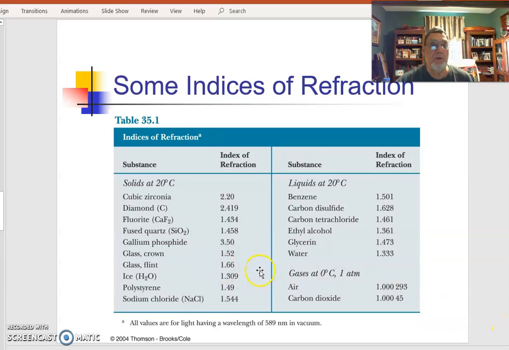There are some typical numbers. See, diamond, zinc, glass, which has a small index. The bigger the index, the more the bending, we'll see in a minute. Water's in here somewhere, 1.33, diamond 2.4, and then various gases. Air does have an index of refraction a little bit different than 1, and it's a strong function of density, temperature, and humidity. That's what it would be at 1 atmosphere pressure, 0 degrees.